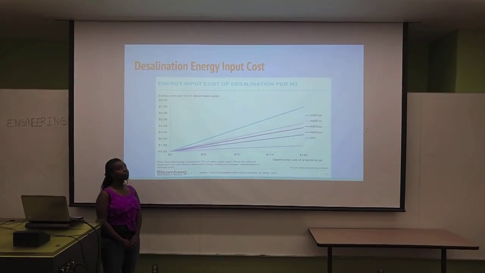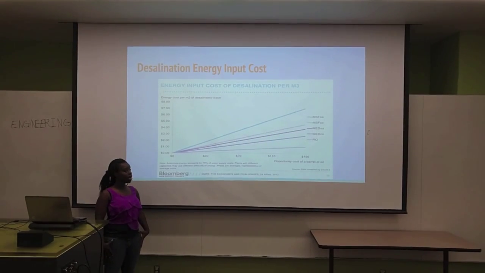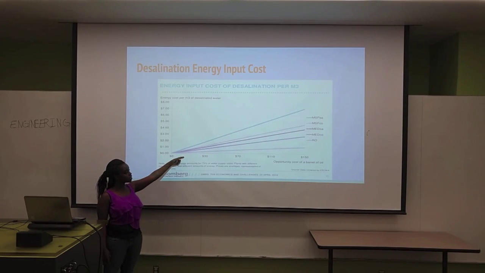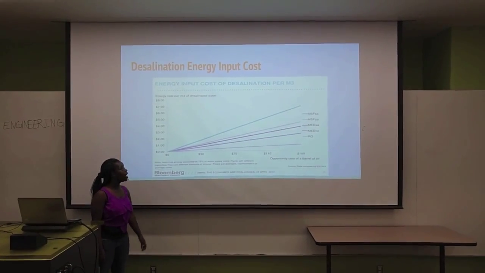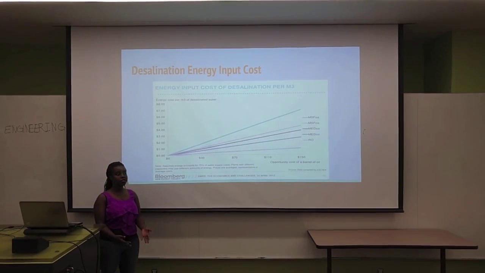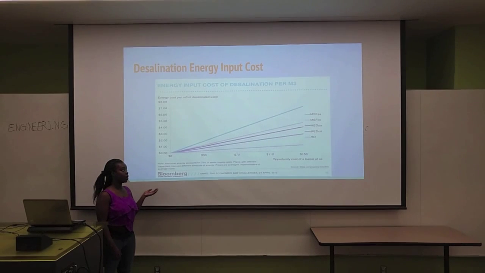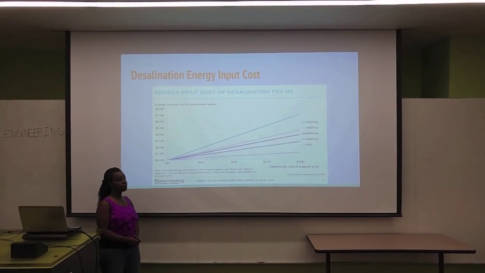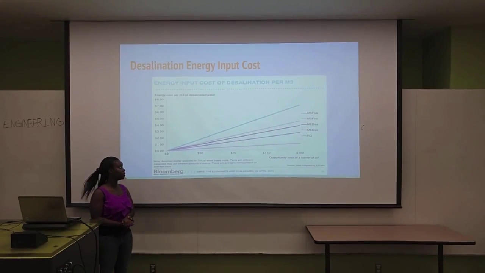Here there's a chart of energy input between reverse osmosis, MSF, and MED. As you can see, reverse osmosis still costs less compared to MSF and MED. That's because reverse osmosis uses mostly its own energy compared to MSF and MED, which use energy or heat from electricity, which costs more when you're investing in them.